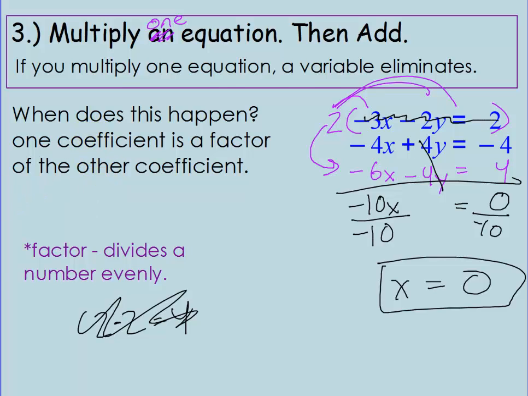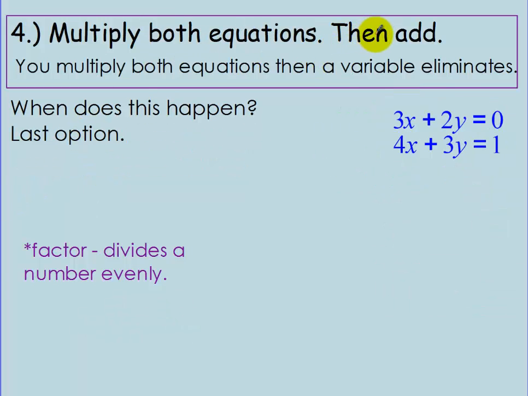Now, what if that method doesn't work? Well, multiply both equations and add. So this is the last option here, if the other 4 didn't work. So you multiply both equations, then a variable eliminates. And the key here is, how do you know what to multiply by? So first you have to choose, which do I want to eliminate? So you choose x or y.